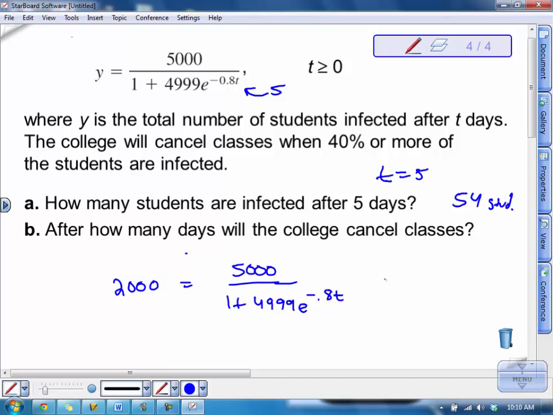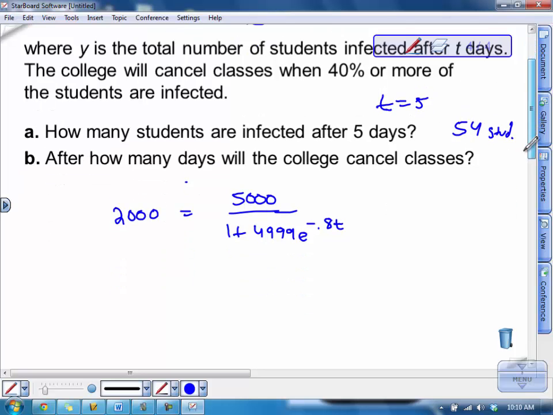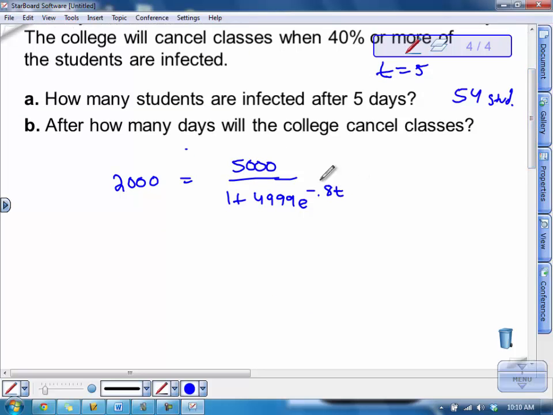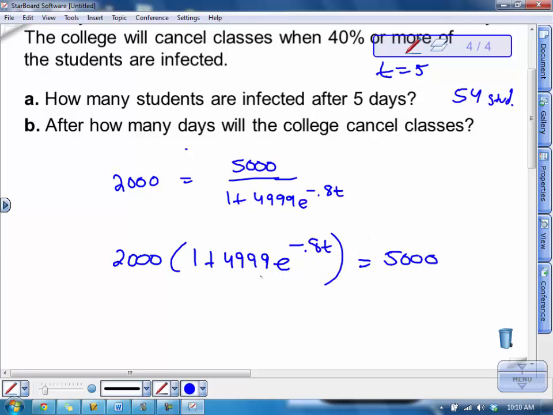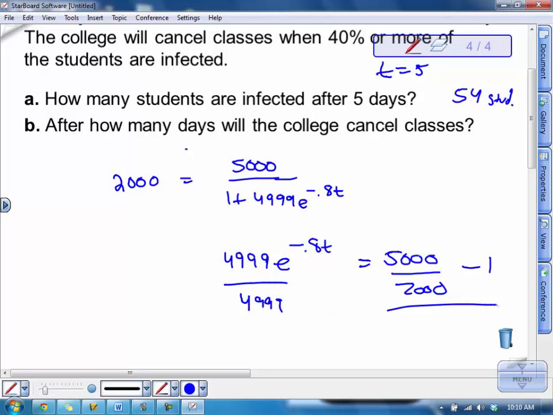Okay, that's part A. Part B now, we're going to solve for t in this equation. So let's cross multiply, in which case we get 2,000 times this quantity, 1 plus 4,999 e to the negative 0.8t equals 5,000. Let's divide both sides by 2,000. We get this. I can drop the parentheses now. Let's also subtract 1 from both sides. Get rid of that. Let's then divide both sides by 4,999. It gets rid of that.